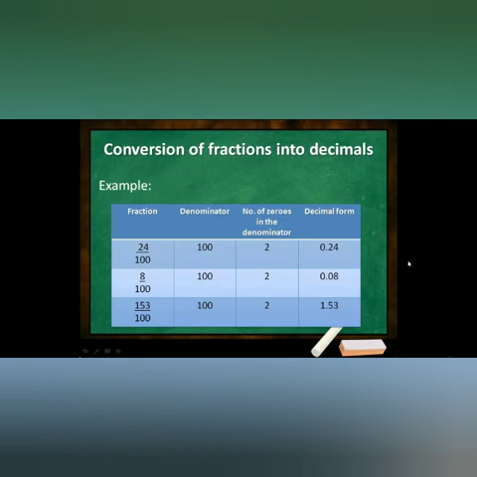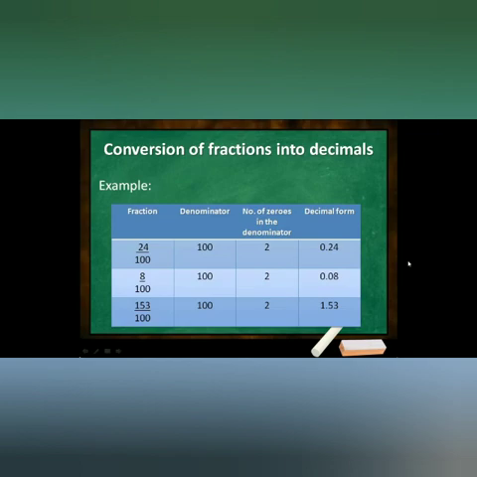Now same way we will do with denominator as 100. Now 24 upon 100. So the number of 0s is 2. Denominator is 100, so there are 2 zeros in the 100. And the numerator is 24. So from the left you will count 2 digits, that is 4 and 2, they become 2 digits. So you will write it in decimal form as 0.24.